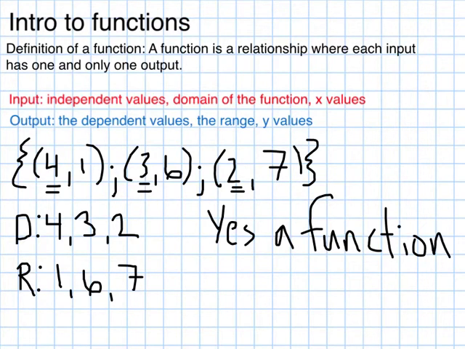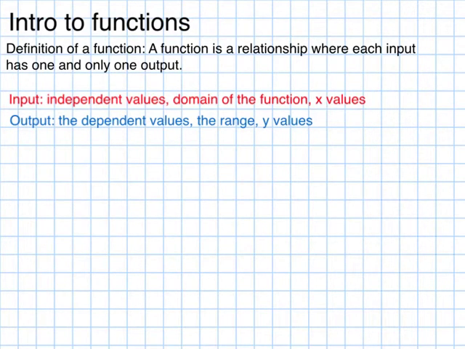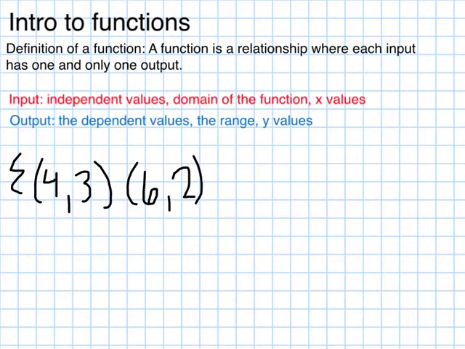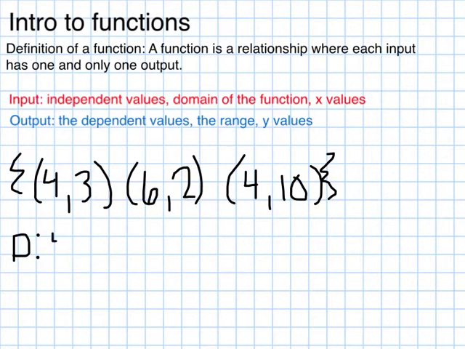Let's look at an example where we would not have a function. Alright, so I have this relation here: 4, 3, 6, 2, and then 4, 10. We have here this 4 goes with 3 and the 4 goes with 10. So my domain here would be 4 and then 6, because 4 happens twice, you don't need to write it twice. The range on this would be 3, 2, and 10.